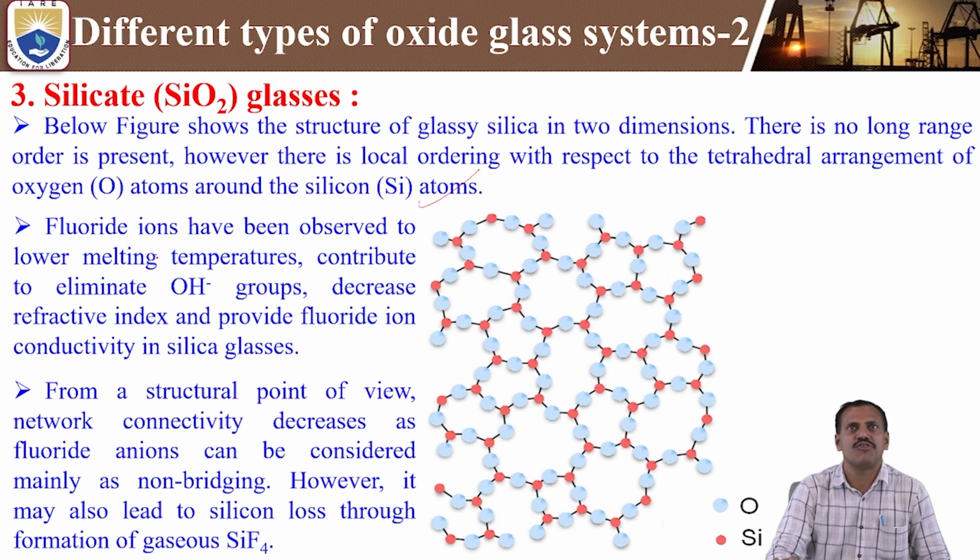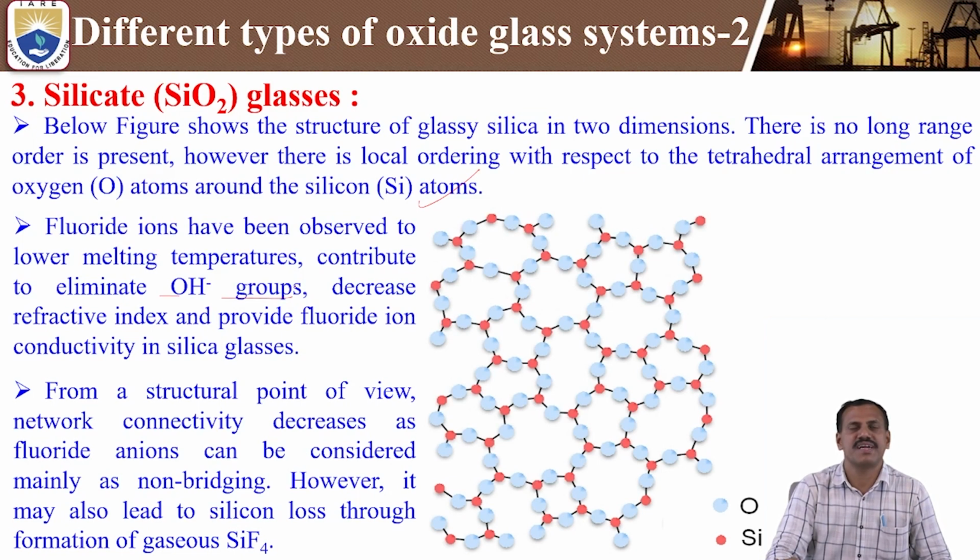Fluoride ions have been observed to lower the melting temperature. Whenever fluoride is added to silicate glasses, it lowers the melting temperature, and it also contributes to the elimination of OH groups.